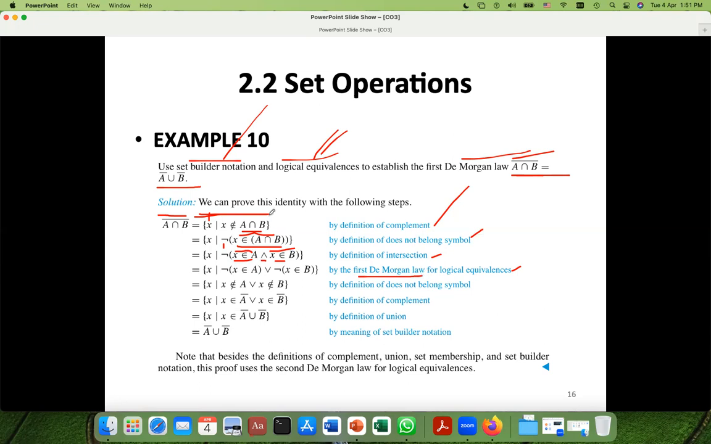So anyhow, coming back. So first, this is negation P, and this is the law we used. And now it is becoming negation P or negation Q. It is that form. So now we use this first De Morgan law, and then we have negation P, which is negation X belongs to A, or negation X belongs to B, like that.